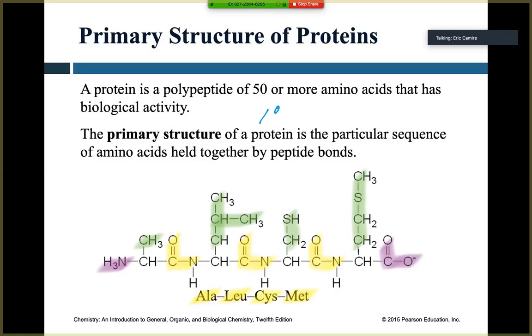But we can slowly start to dissect what's going on. So if I start breaking things up theoretically at the amide bonds, well, there's my alanine. There's my leucine.